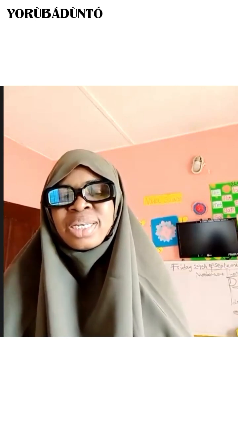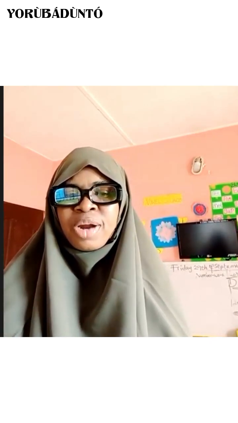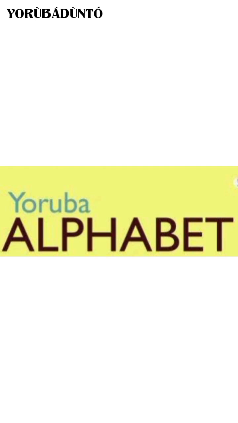In today's lesson, let's have a quick revision of the letters in the Yoruba alphabet. There are 25 letters in the Yoruba alphabet. We'll be starting with the first 5 letters. The first 5 letters are A. Say after me. A. This letter is called letter A in Yoruba language.